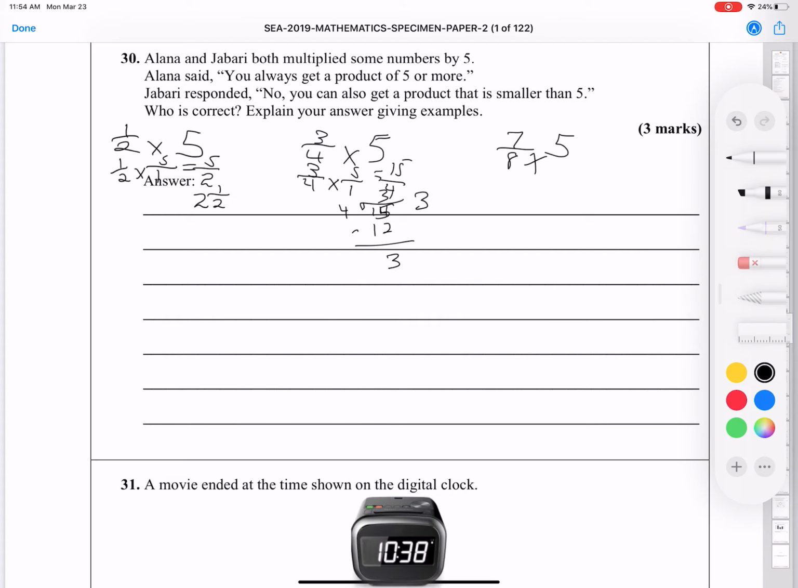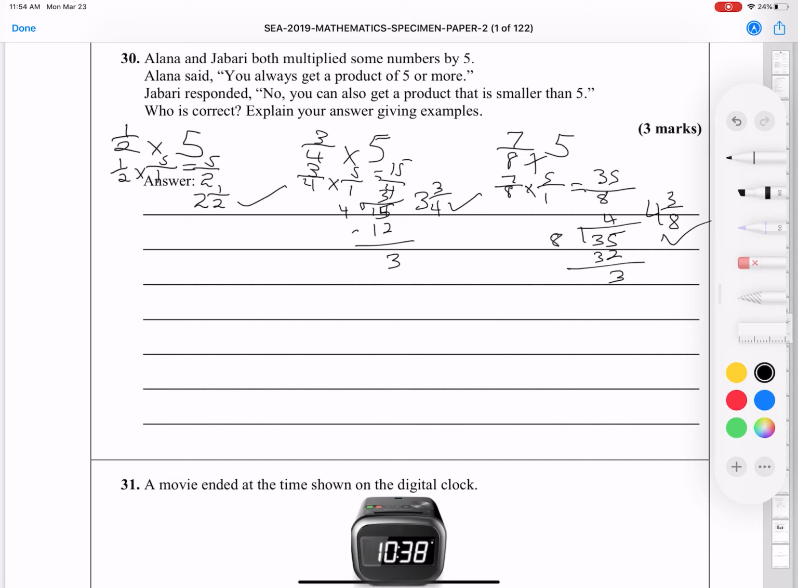7/8 times 5. 7 over 8 times 5 over 1. Nothing can be reduced. 7 5s are 35. 8 ones are 8. So to change it to a mixed number, you say 8 into 35. 4 8s are 32. 35 take away 32, 3. So this one is 4 3/8. Right. In each of these cases, our product was less than 5. So you have to show the examples and then you explain.